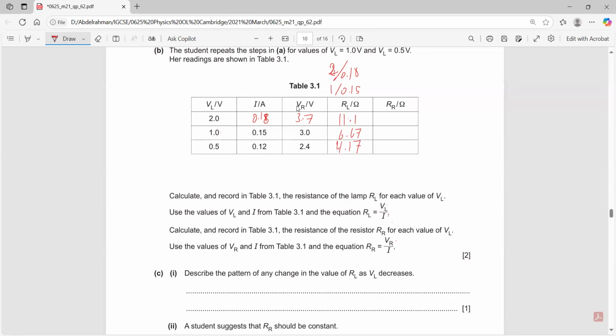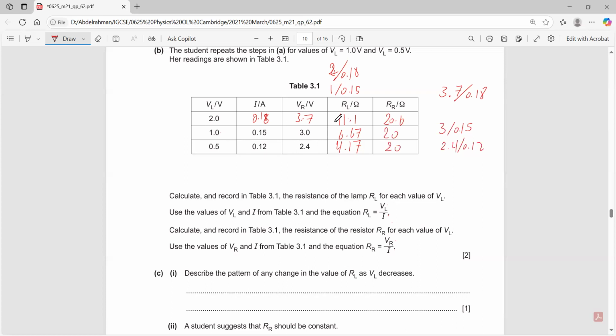Can I find R? Yes. 3.7 divided by 0.18, which is 20.6. And then 3 divided by 0.15, which is 20. And the last one is 2.4 divided by 0.12. What is 2.4 divided by 0.12? This is again 20 ohms.